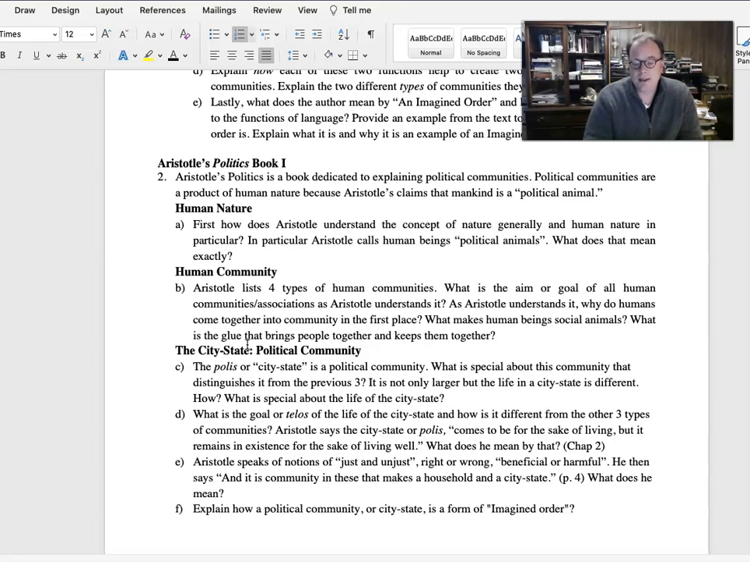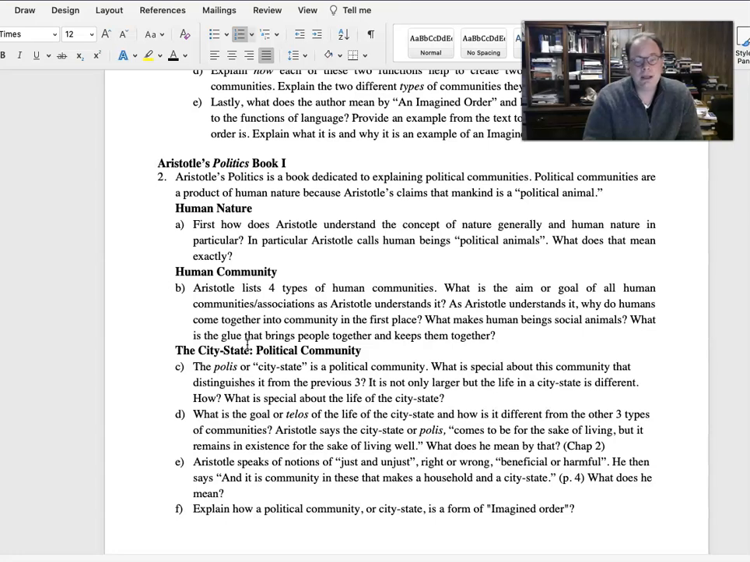And then the remaining things that I ask are really just different ways of asking the same thing. As Aristotle understands it, why do human beings come together in a community in the first place? What makes human beings social animals? By social, it just means an animal that lives with other animals. It's different from political. A political animal lives in a polis, lives in a city-state.